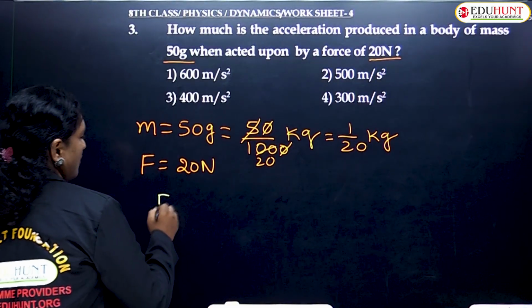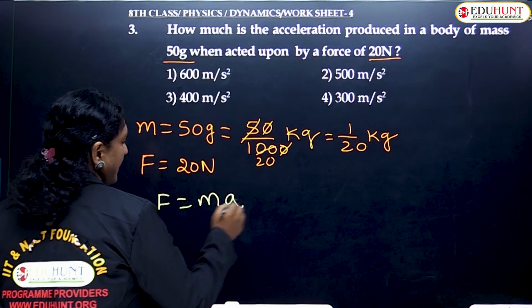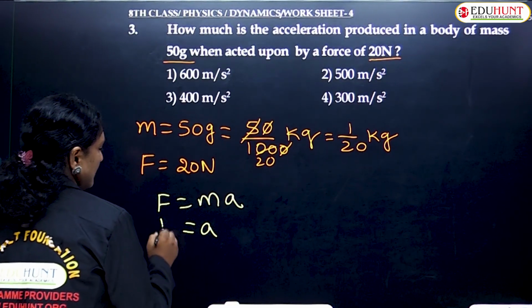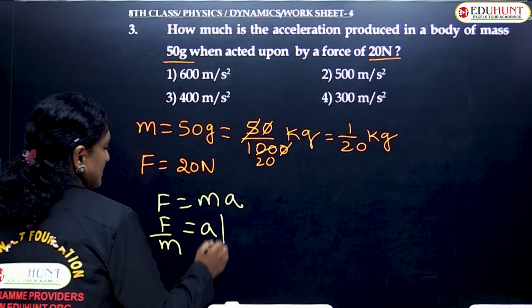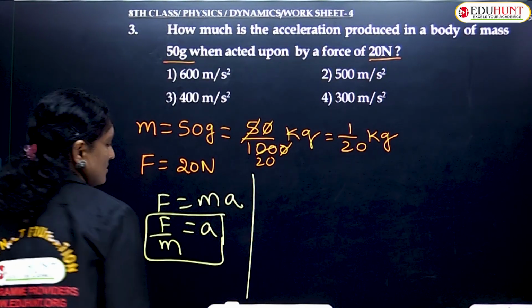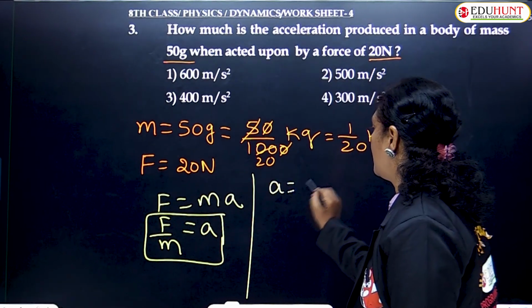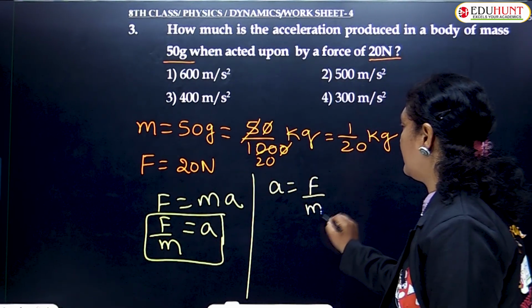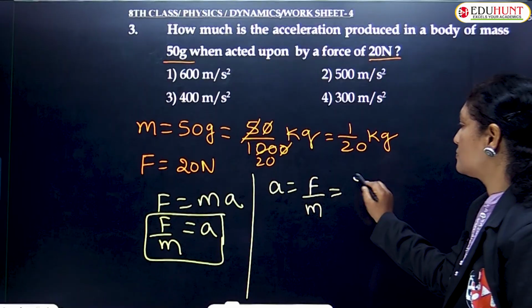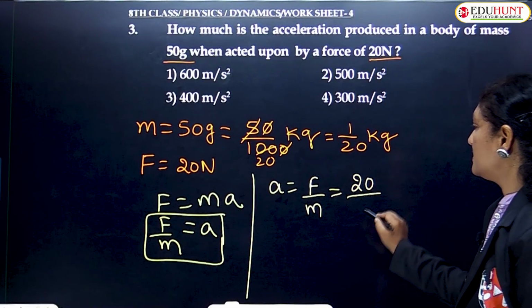Acceleration. Children, we know the formula: F is equal to ma, or a is equal to F by m. What is the formula? a is equal to F by m. How much is the force? 20 Newton.